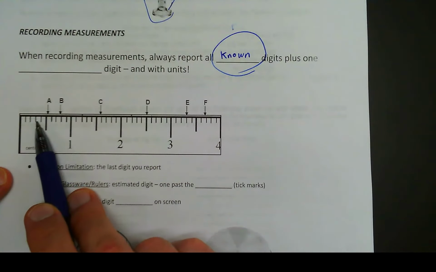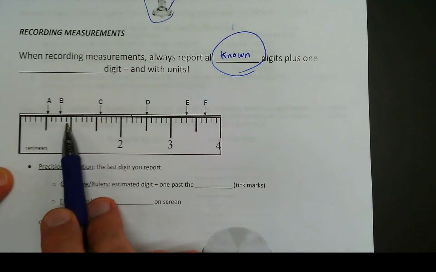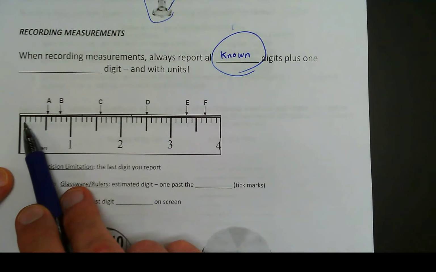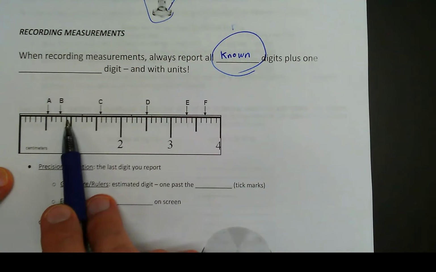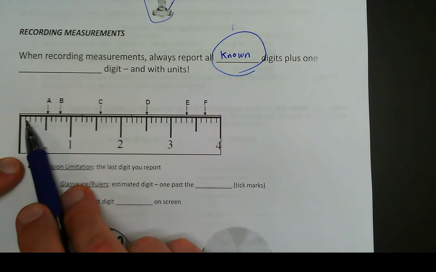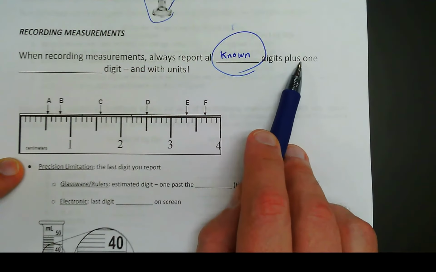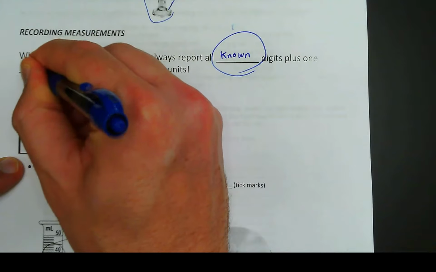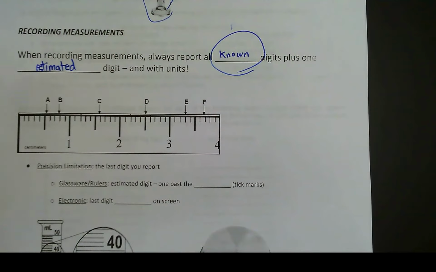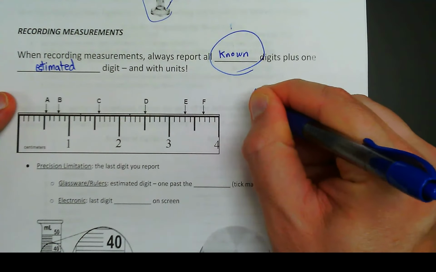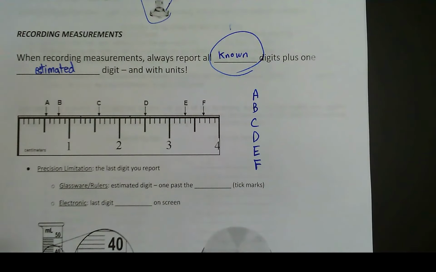Yes. These little ticks, if this is 1, and I start at 0, from 0 to 1, what are these going to be? Well, that's going to be 0.1, 0.2, 0.3, 0.4, 0.5, and so on. So I know to the nearest 0.1 are my known digits, plus 1 estimated digit. So let's go over this. I'm going to write the answers off to the side here, and we'll get some good practice right here.